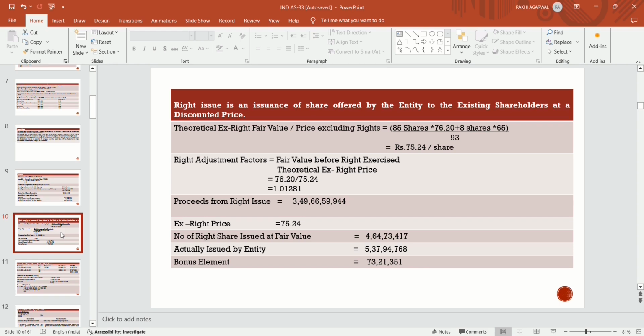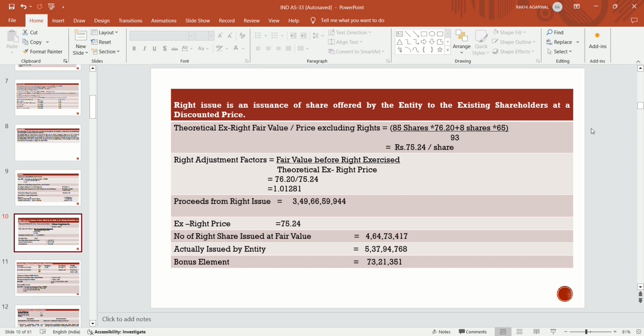Now, how much are the proceeds from right issues? 349 crore 66 lakhs 59,944 is the proceeds the entity gets by issuing the right shares. Now the ex-right price, as we found out, the theoretical ex-right fair value, is 75.24. Now the number of right shares issued at fair value: 349 crore 66 lakh 59,944 divided by the theoretical ex-right price of 75.24. So it becomes 4 crores 64 lakhs 73,417 number of right shares issued at fair value.